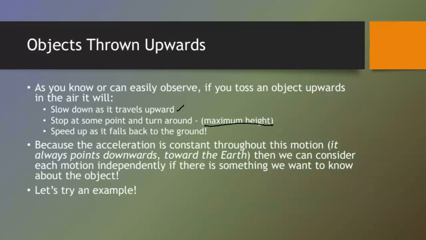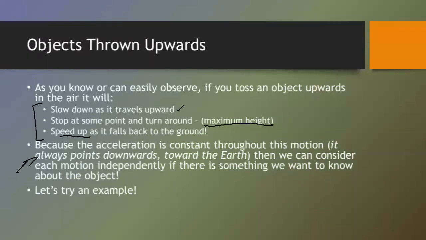As it falls back to the ground, it's going to speed up. It's going to go faster and faster and faster. It's going to accelerate towards the ground. In fact, it's always accelerating towards the ground as soon as you release it. Because the acceleration is constant, it's always pointing downwards towards the earth, no matter which direction you throw the ball. Then we can consider each part of these as independent motions.